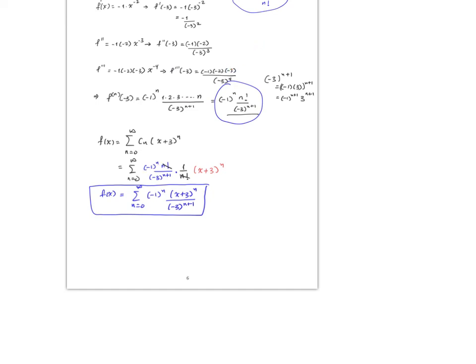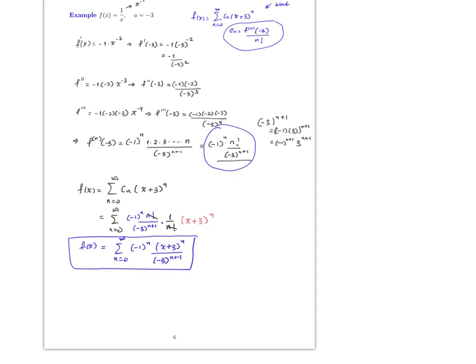Now, on the other hand, if you were trying to find the Taylor polynomial, where you only need the first two derivatives, then it will make sense to simplify. For example, this is equal to minus 1 over 9. This one will be minus 2 over 27.